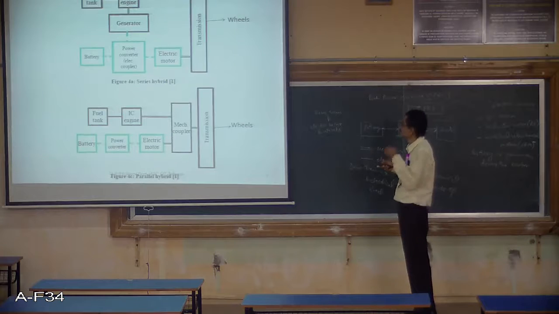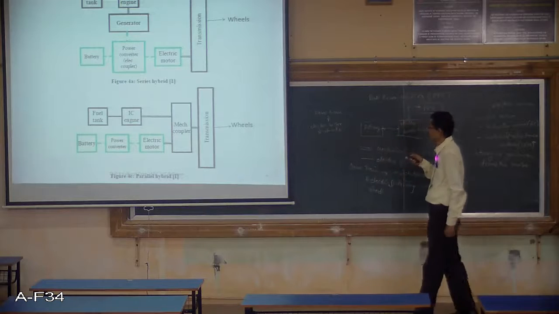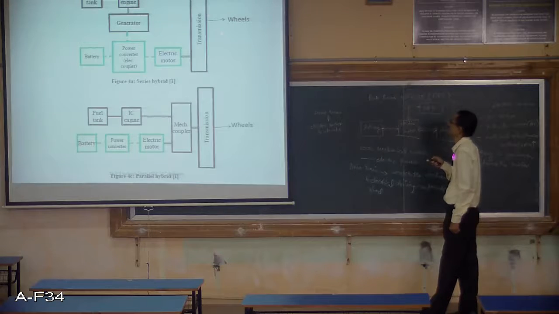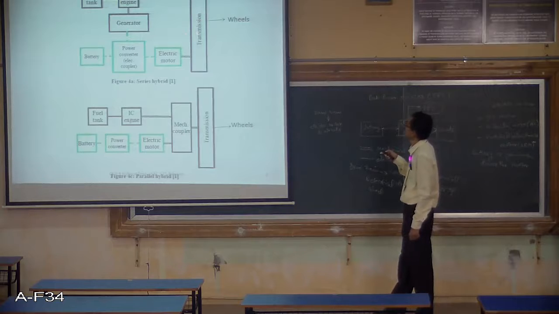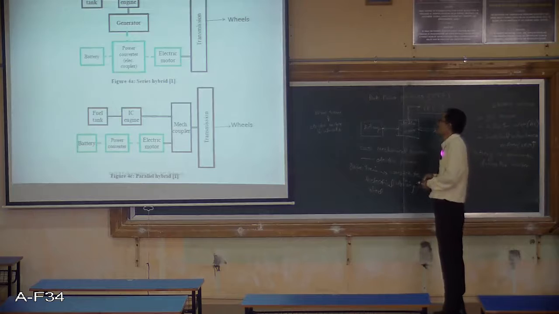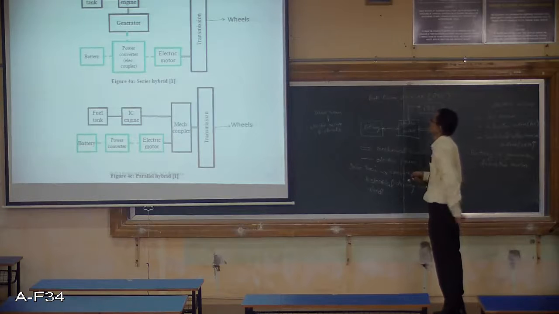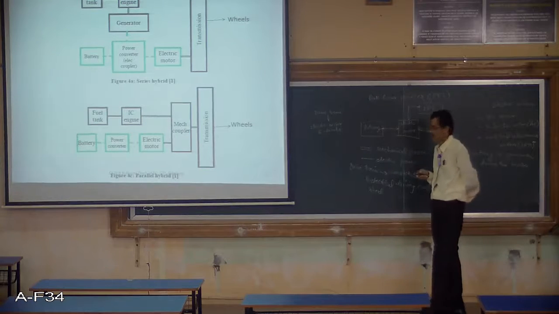So as a result, this transmission and wheels, so this gear transmission or the drive train, this is nothing but the drive train. So this drive train can be referred to as a transmission block. So here what happens is, output of the electric motor we connected to the drive train, and this is connected to the wheels ultimately.